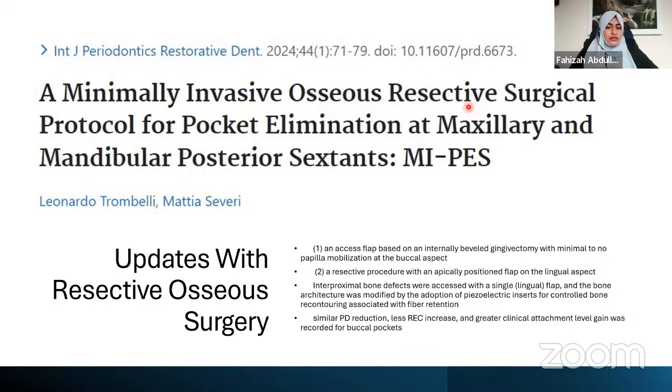So the interdental bone defects were assessed with only a single flap, and the bone architecture was modified by the adaptation of piezoelectric inserts. So he found from the single case that there is similar periodontal reduction, and a greater clinical attachment level gain, or reduced clinical attachment loss, was recorded in the buccal aspect of this patient. So this was published in the year 2024. More studies are still ongoing on this minimally invasive pocket elimination surgery.